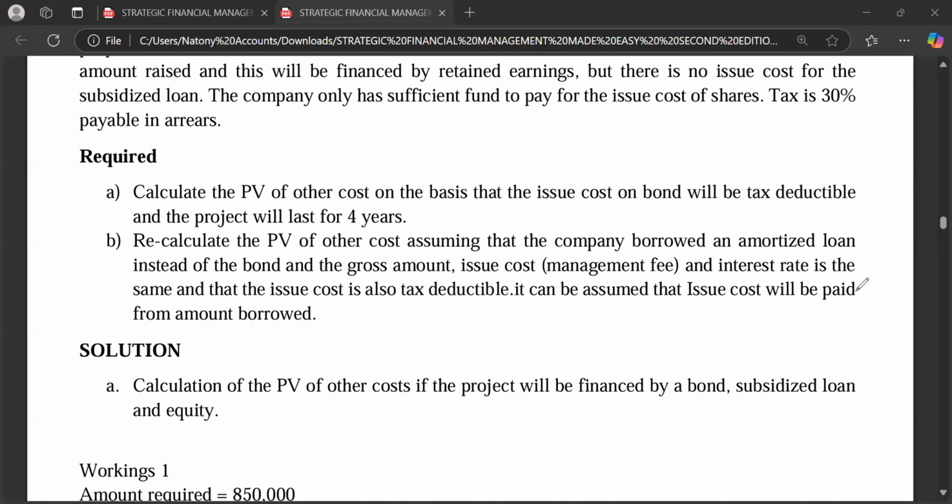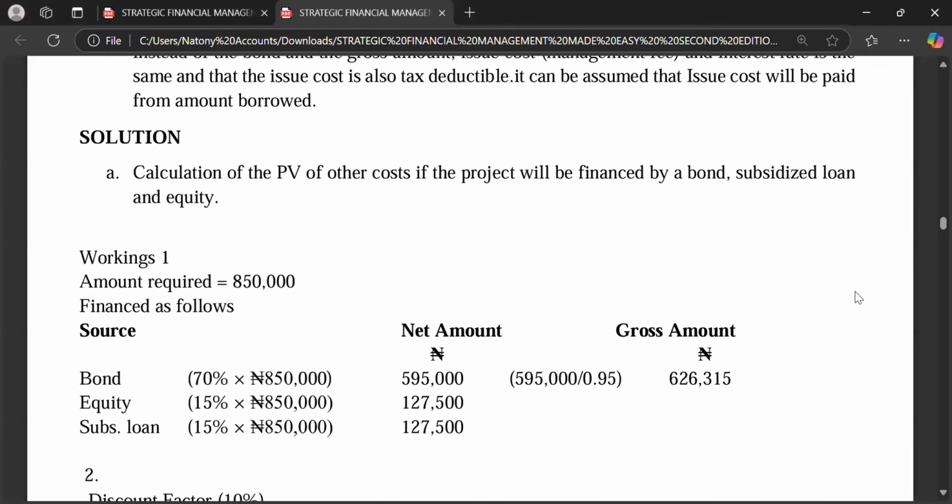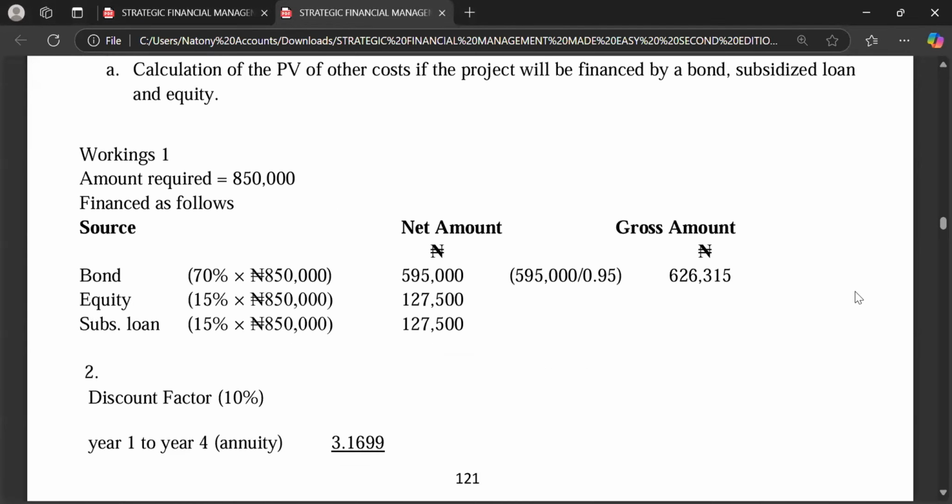So let's look at the solution. It's just a simple question. The amount needed is 850, right? 70% will be financed via bond. So 850 times 70% gives this amount. And issue cost will be 5%.